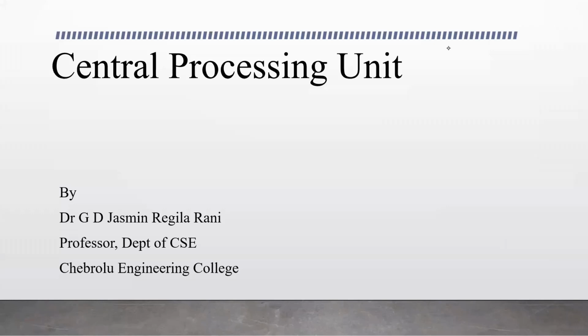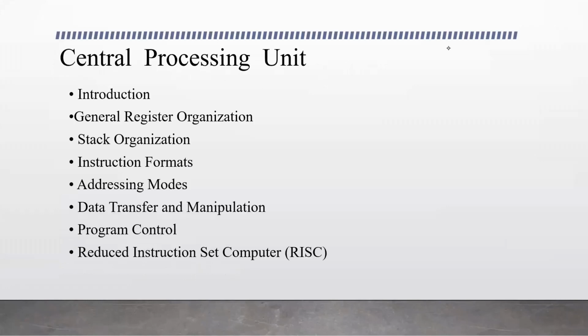We are starting the third unit of the syllabus today. The third unit includes two chapters. In the first chapter, we learn about the central processing unit, and in the second chapter, we learn about microprogrammed control. So unit 3, part 1 is the central processing unit.